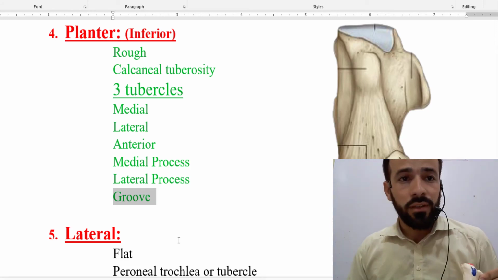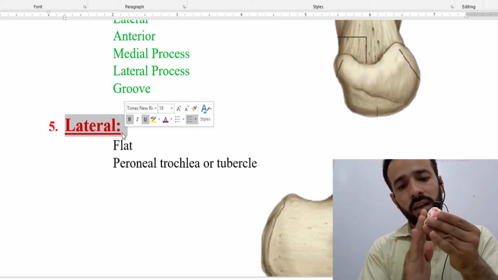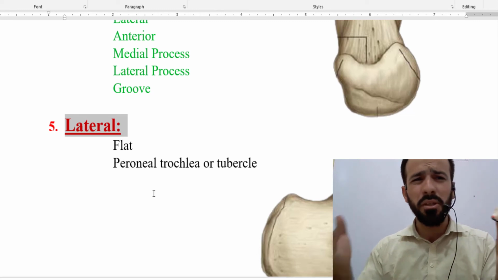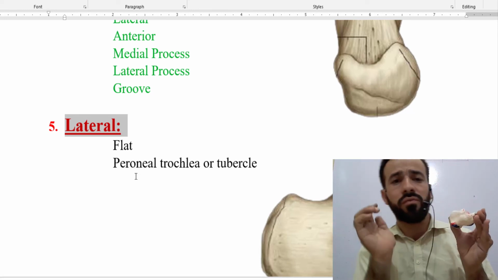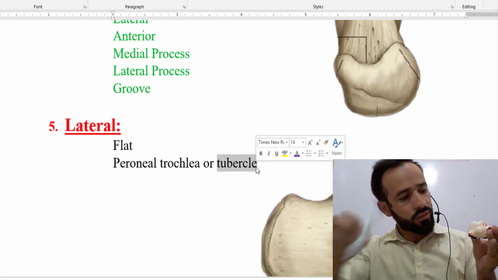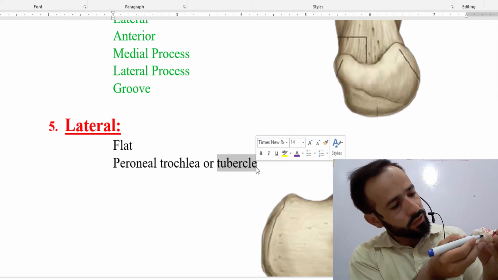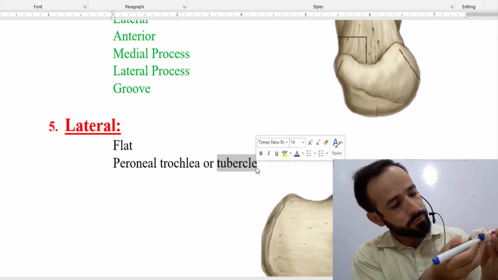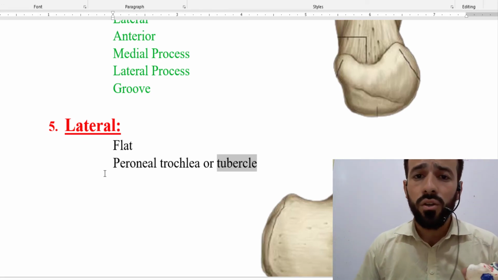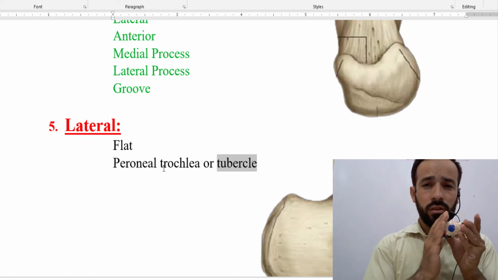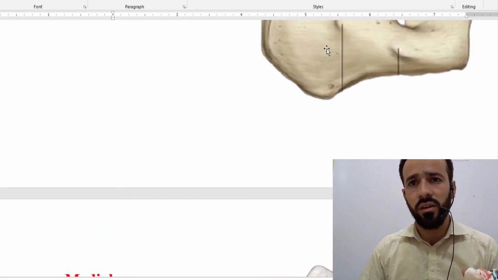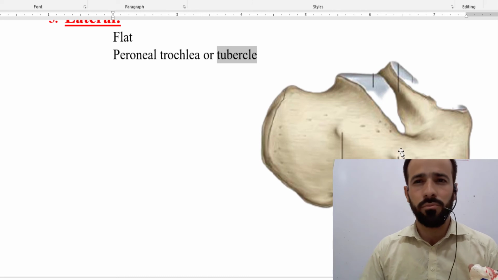Okay, let's move forward. There is a lateral surface. We have this lateral surface of this bone. The lateral surface is a little bit flat in nature, so we know this is flat. And then there is a peroneal trochlea or a tubercle there in the rough surface. This is the tubercle which is present here, also known as the peroneal trochlea. So the lateral surface is a little bit rough in nature, and it has a tubercle, nothing else.